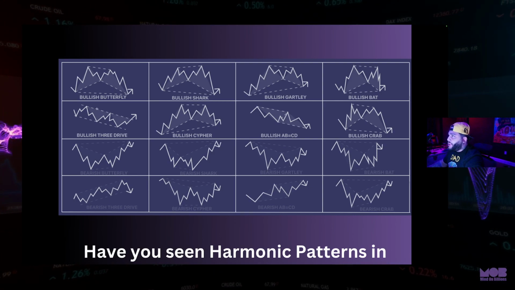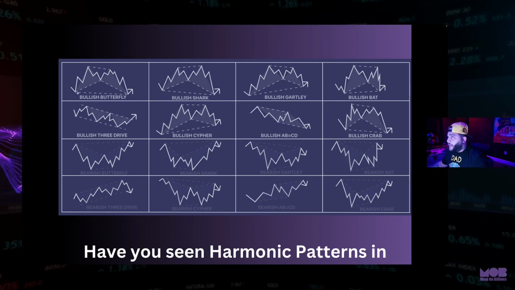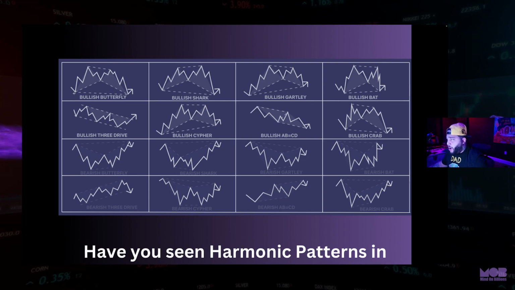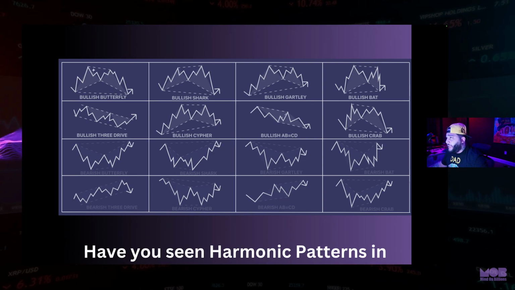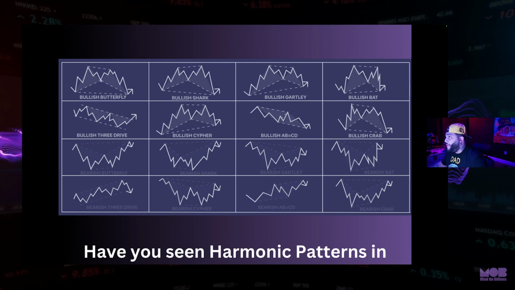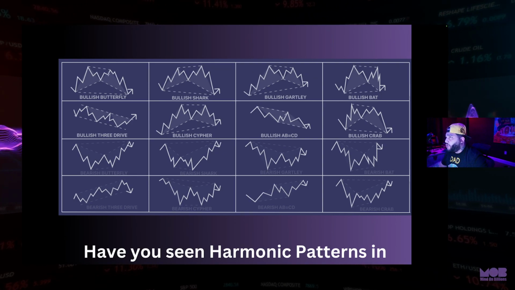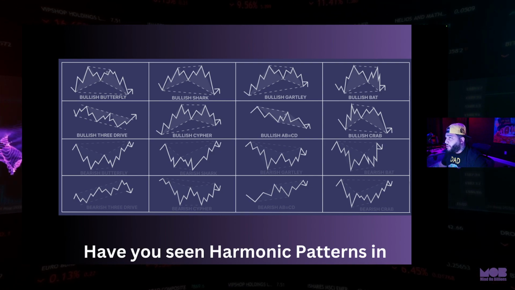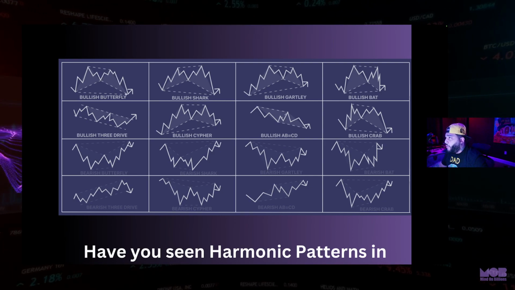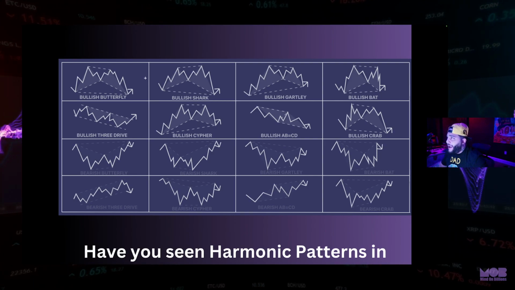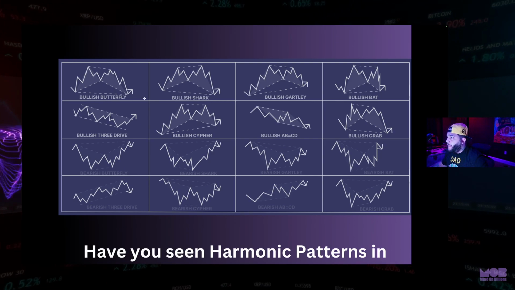Okay, so let's go with the bullish butterfly right over here. So as you can see over here, the market starts pushing up. Okay, hits a high, then it drops down kind of close to a 50% point. All right, then it goes right back. So it does a double top, and then it starts dropping down. Once it hits that low, it's going to continue to go in that direction. Okay, this is the bullish butterfly.